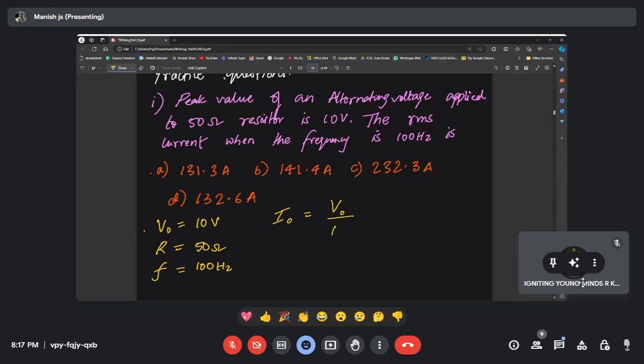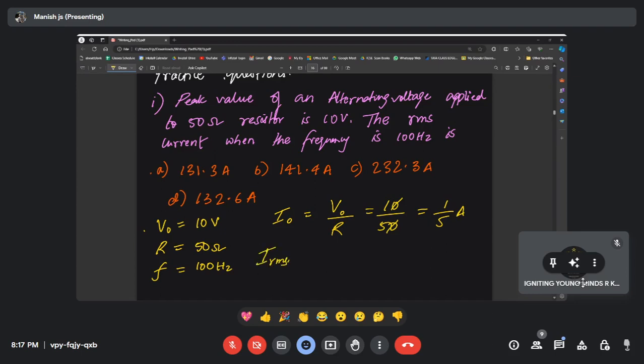V naught by R. Yeah, you will use V naught by R. That's it. Which is nothing but 10 upon 50. So 10 upon 50 is again 1 upon 5. Keep it like this only, 1 upon 5 amperes. Once you have found 1 upon 5 amperes, now you can go and find out what is IRMS.